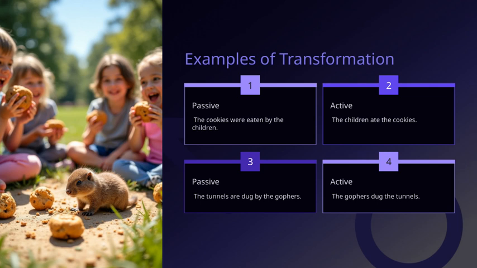On the other hand, the active voice examples are more straightforward and direct. The children ate the cookies clearly states who is doing the action, the children, and what they did, the eating. Similarly, the gophers dug the tunnels puts the gophers front and center as the doers of the action. These examples highlight the key difference. Passive voice often shifts the focus to the receiver of the action, while active voice emphasizes the doer. Understanding when and how to use each can help clarify your writing and make your communication more effective, which is essential as we explore different ways to craft clear, engaging language throughout this presentation.